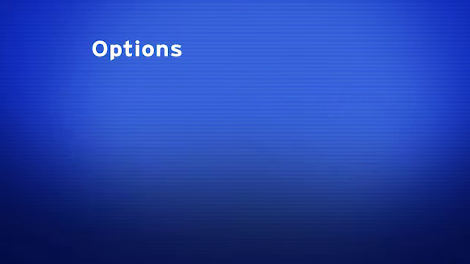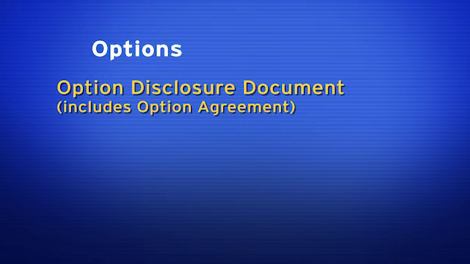Now let's talk about the option disclosure document, which includes the option agreement. The option disclosure document, commonly known as the ODD, must be provided at or before the account has been approved by the ROP. ROP stands for Registered Options Principal. So I'm a registered representative. I've talked to a client or a prospect about option trading. They said, yes, I'd like to open up an option account and trade options. I've got to provide the ODD to the client at or before the account approval by the ROP.